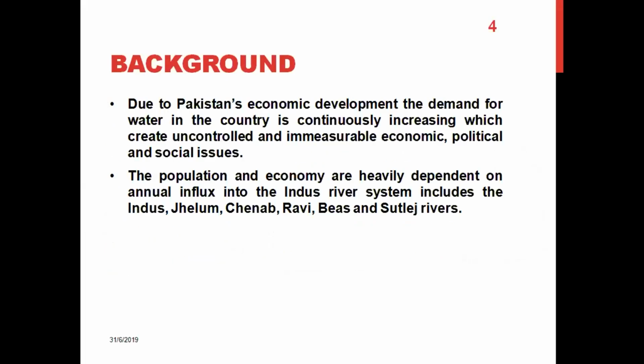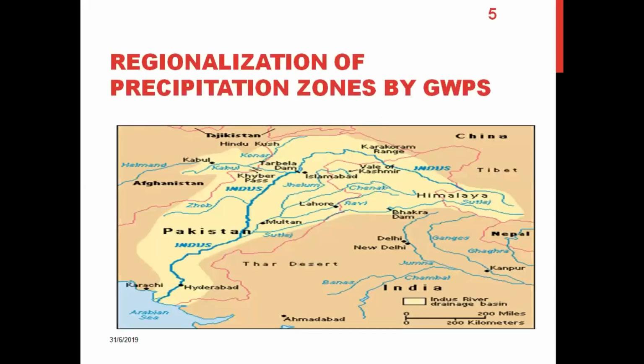The background is that, due to Pakistan's economic development, the demand for water in the country is continuously increasing, which creates uncontrolled and immeasurable economic, political, and social issues. The population and economy are heavily dependent on the annual influx into the Indus River system, which includes the Indus, Jhelum, Chenab, Ravi, Beas, and Satluj rivers. The background of our study is to find better ways to control the water flows, from an agriculture point of view as well as a dam designing point of view. So, regionalization of precipitation zones in Pakistan.